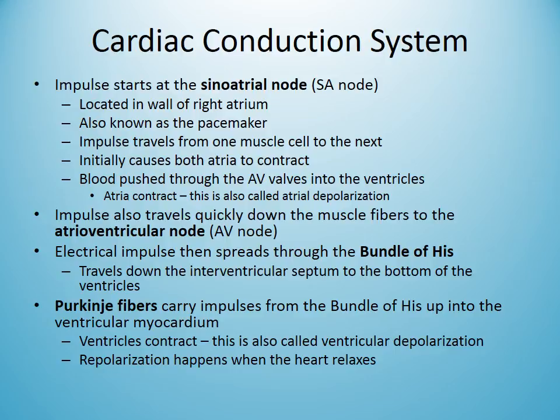The impulse also travels quickly down the muscle fibers to the atrioventricular node, which is still in the atrium. The electrical impulse then spreads through the bundle of His, so down the interventricular septum to the bottom of the ventricles, where it then hugs up around those ventricles via the Purkinje fibers. And the ventricles contract. This is also called ventricular depolarization. Remember, depolarization just means contraction. And then after that, repolarization happens.